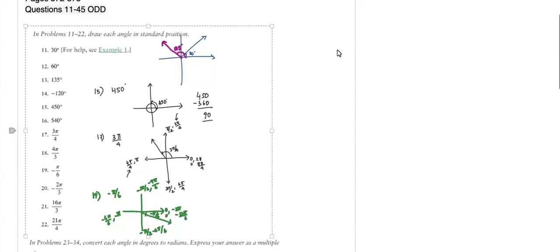Okay, that takes me to 21. So I'm going to find room for 21 now. So let me put 21 right here. So 21 is 16 pi over 3. Okay. So now let's do this the same way that we did before. This is a positive angle. So I'm going to start with 0, pi over 2, pi, 3 pi over 2, and 2 pi.